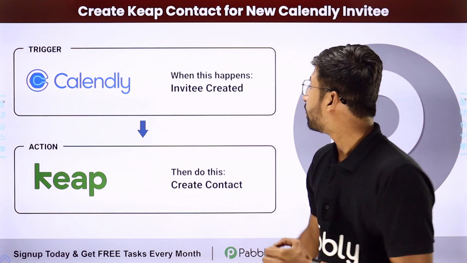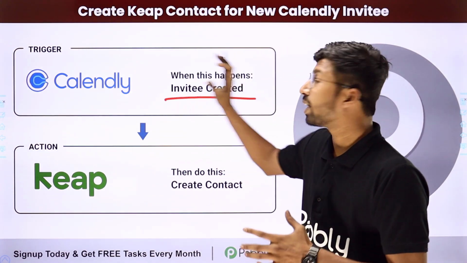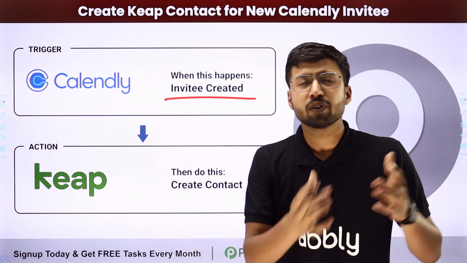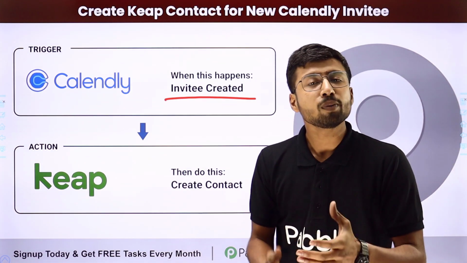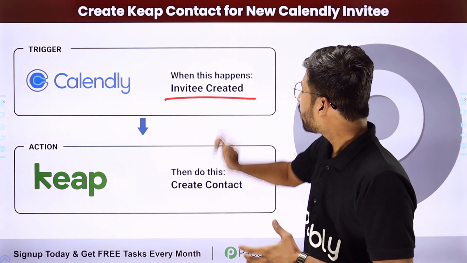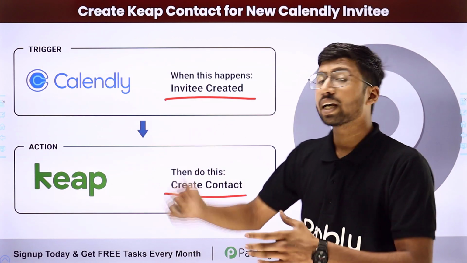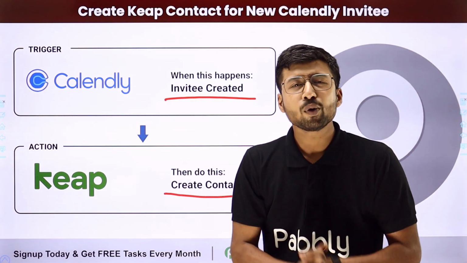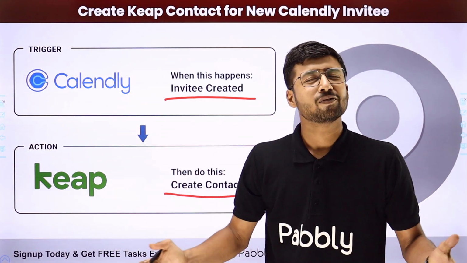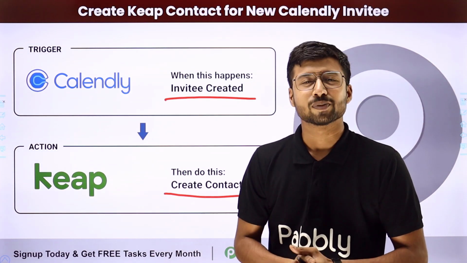So in this automation, whenever a new invitee will be created in Calendly, whenever we receive a new booking in Calendly, automatically with the same details, we are going to add that person as a contact in Keap CRM. So if you want to know how you can set up this automation, you just have to come with me to my screen.